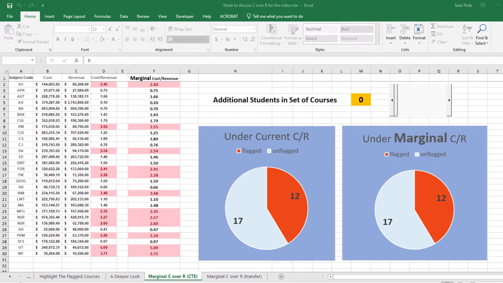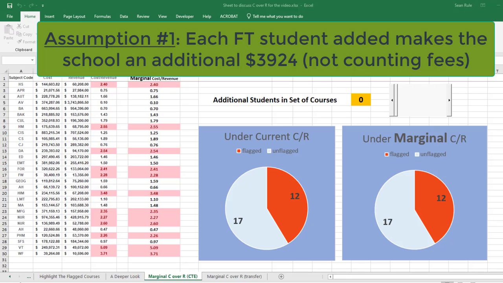Number one, the student I'm going to add in is a full-time student, 12 credits a term, 3 terms, so 36 credits, and they're taking that at the in-district rate of $109. I think that's our current tuition, $109. That's assumption number one. Number two, it would not increase the cost of the program. If you're adding 1 or 2 or 3 students into your set of courses, I would think that would not increase your costs at all.